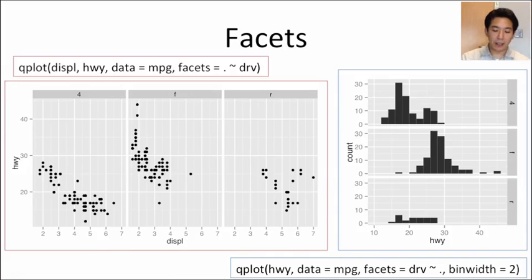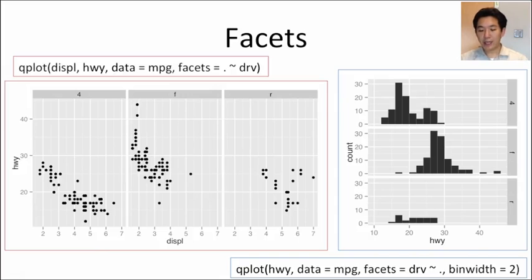Now notice that in the left plot, which is outlined by the red box, there's only one row. So there's no variable that indicates how many rows there should be, which is why in the facets argument I have a dot on the left-hand side. On the right-hand side, I've got the DRV variable, which indicates how many columns. Because there are three levels to this DRV variable, there are going to be three columns, and since there's only one row, there's going to be three plots all in a row like that.